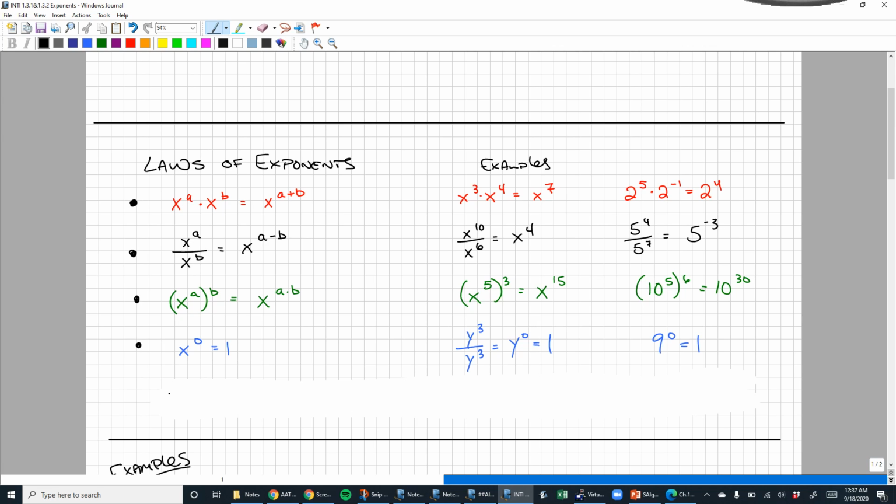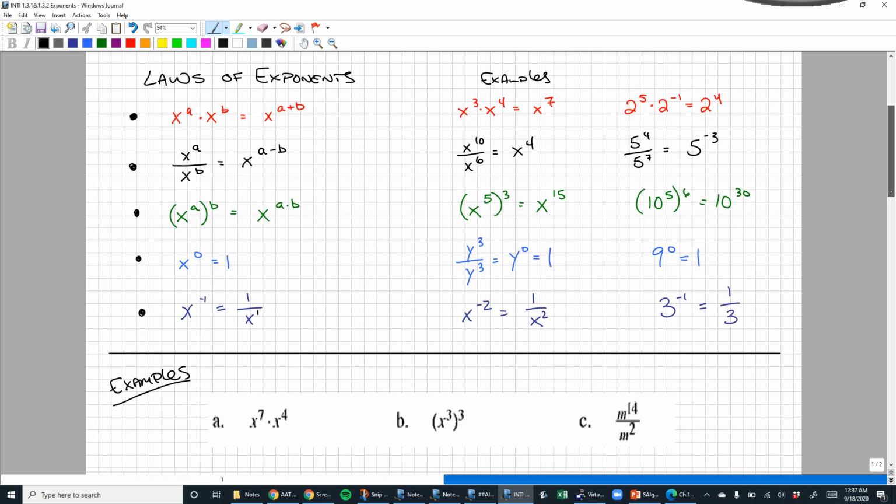Then another law of exponents we need is that anything to the power of 0 is always going to be equal to 1. It doesn't matter if it's a variable or a number, it's always just equal to 1, as long as it's not 0. Then our negative exponent. The definition of a negative exponent is really 1 over that thing. So if this was x to the power of negative 1, it would be 1 over x to the power of 1. x to the power of negative 2 would be 1 over x to the power of 2. Same thing with a number: 3 to the power of negative 1 is going to give us 1/3.